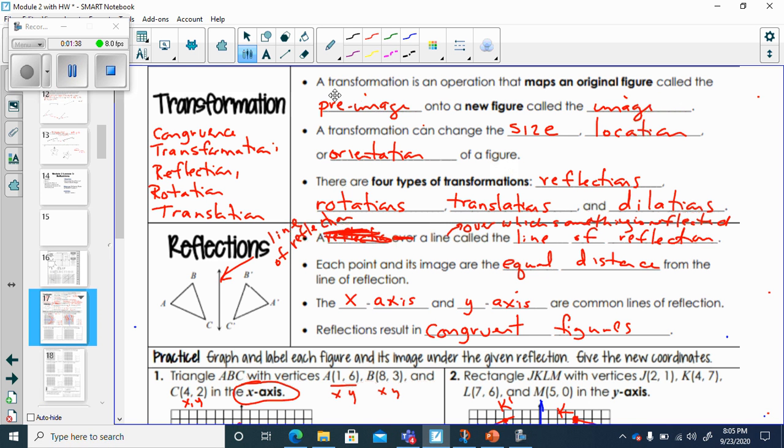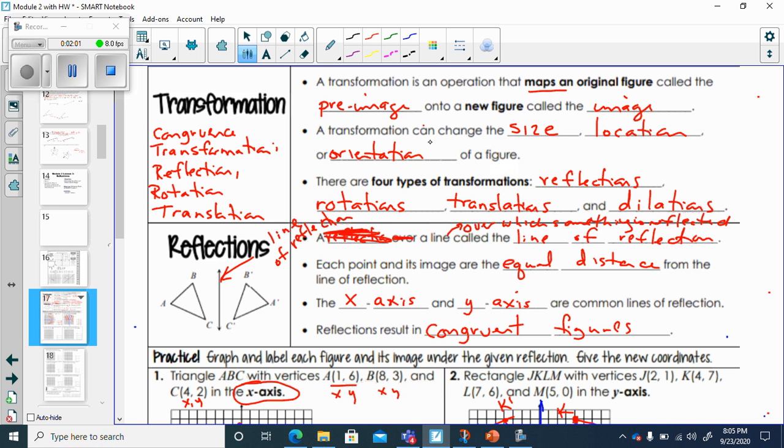Now, this is page 2 in your packet. This is a transformation. It's an operation that maps an original figure. Remember, we talked about map meaning moves. Okay, it maps an original figure called the pre-image onto a new figure called the image. You start with your pre-image, you wind up with your image.